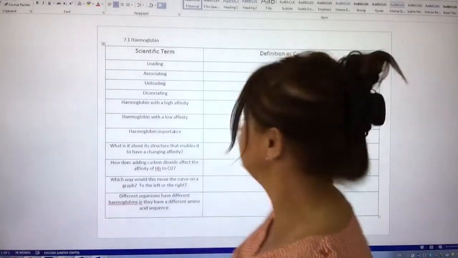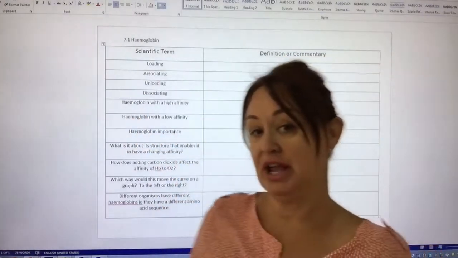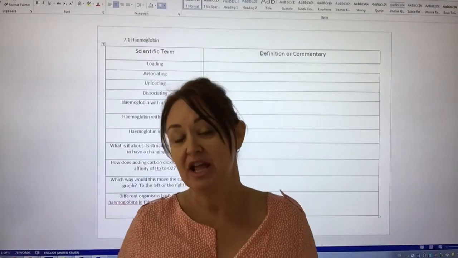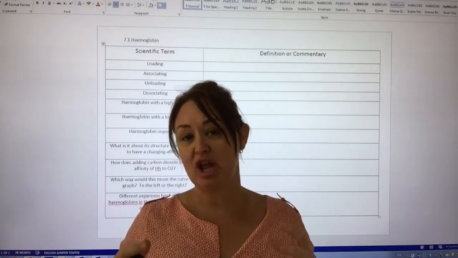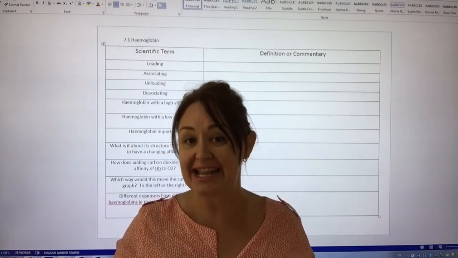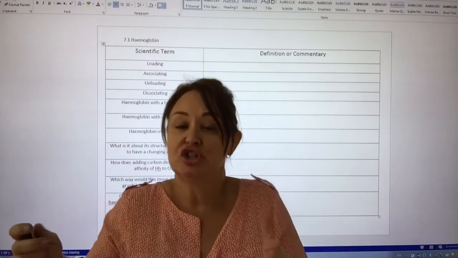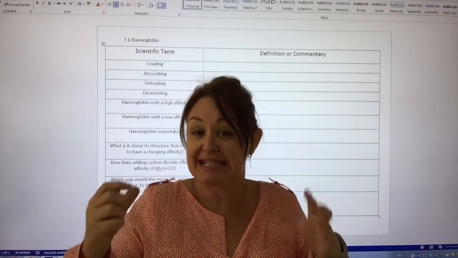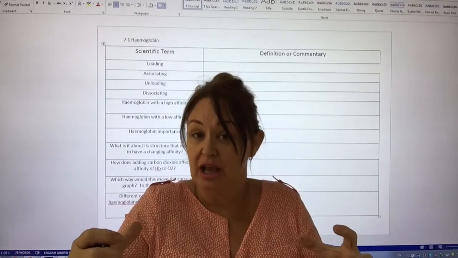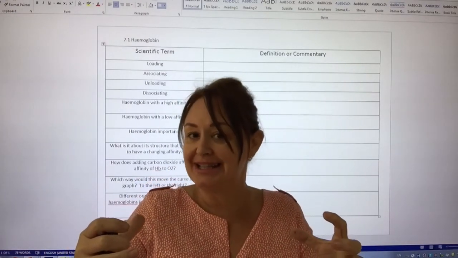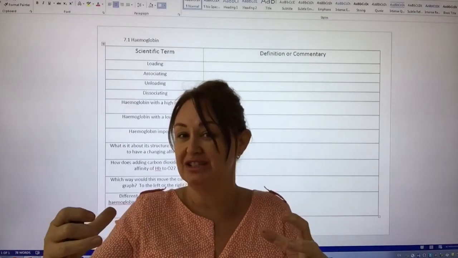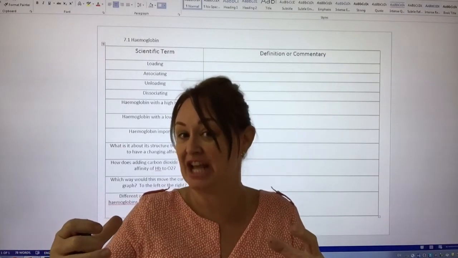surrounding tissues. A hemoglobin with a high affinity. Now let's think about that for a minute. A hemoglobin with a high affinity, a high liking for oxygen. That means it's going to bind really easily. So in low oxygen levels, it's going to bind onto that oxygen. But it equally means that when it gets to low oxygen levels, it's not as easy to let it go.